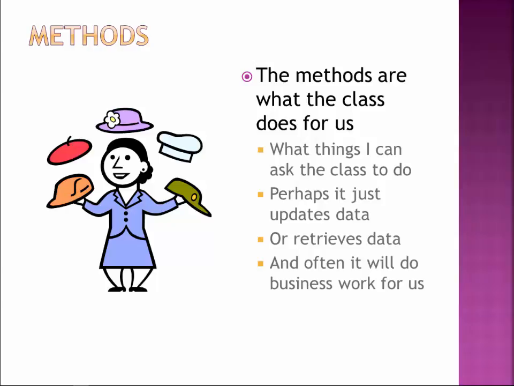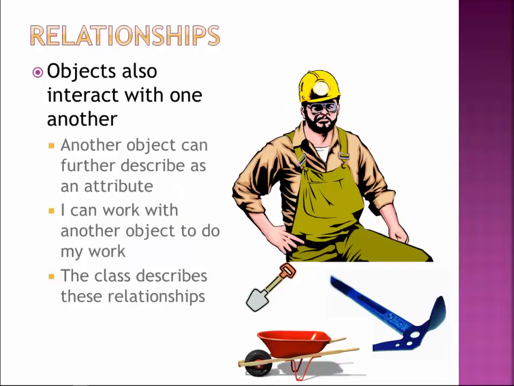The relationships then between objects tell us which objects keep track of which other objects. In this example, I have a miner or a construction worker or something like that, and that person keeps track of their tools. So that wheelbarrow belongs to this worker right here. It's not yours, it's not mine. Without this wheelbarrow, this shovel, this pick, this miner can't do their work. Without the miner, this wheelbarrow, the shovel, the pick just lie around and they don't do anything.